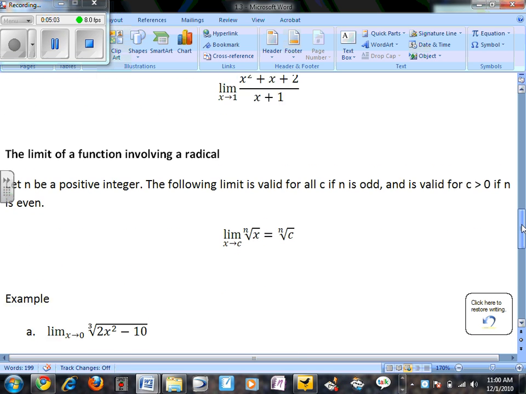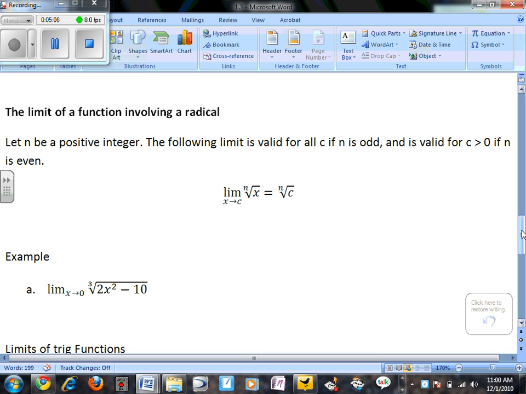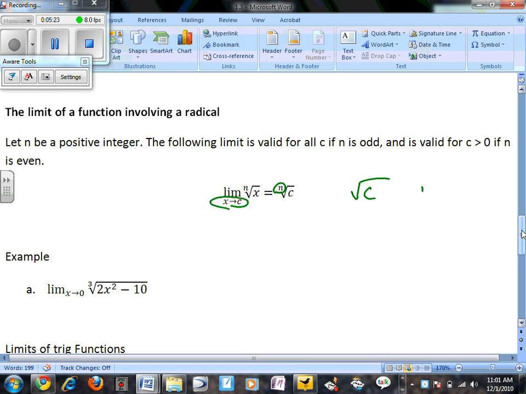The limit involving a radical works as long as that radical is positive, or n is odd. If n is odd, any limit for C works. Think about this for a second. If n is even, like say we had the square root of C or the fourth root of C, we know that if we take the square root or the fourth root or any even root of a negative number, we get an imaginary number. So this C has to be positive if we're dealing with even radicals.